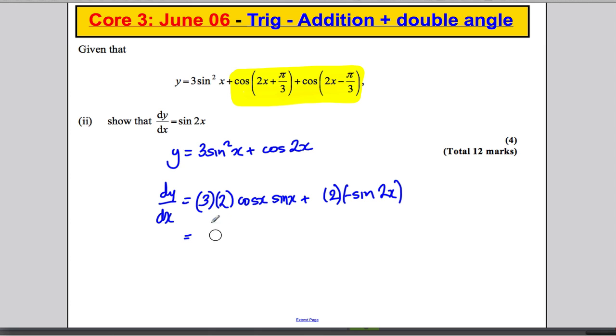Again, there's one thing you could do here. You could notice that 2 cos x sine x is actually sine 2x. So this is like 3 sine 2x, minus 2 sine 2x, which is equal to 1 sine 2x, which is what you were looking for.